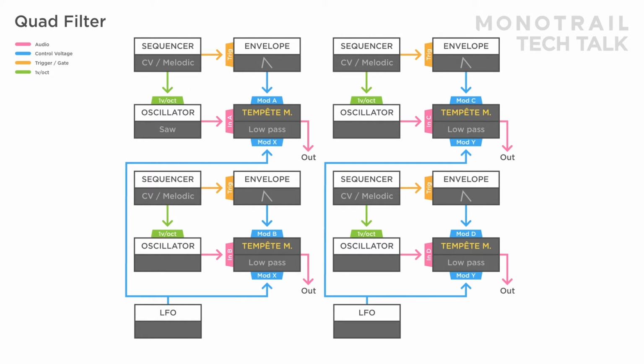2 LFOs are used to modulate the mod X and mod Y input, which have attenuators, and each one is modulating 2 filters at the same time.